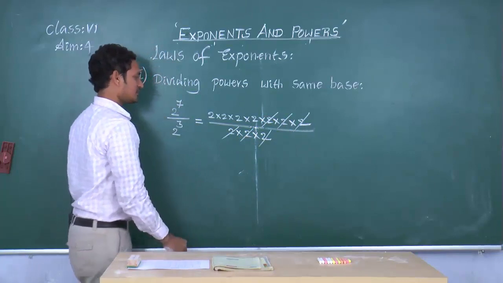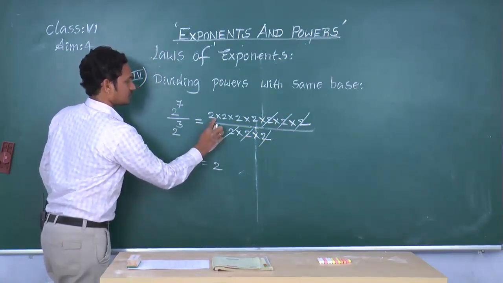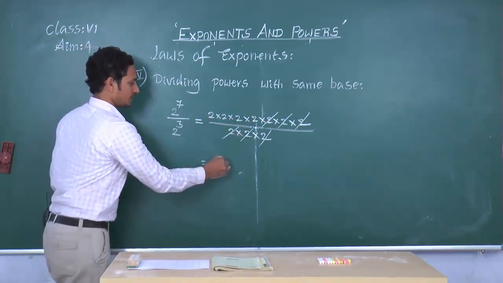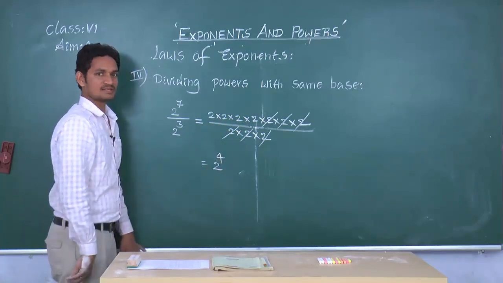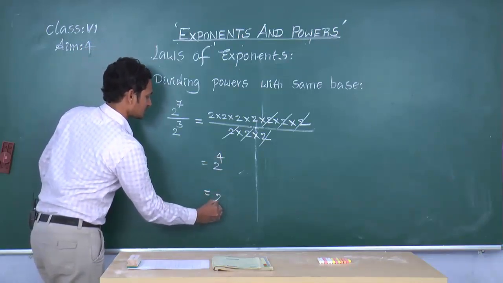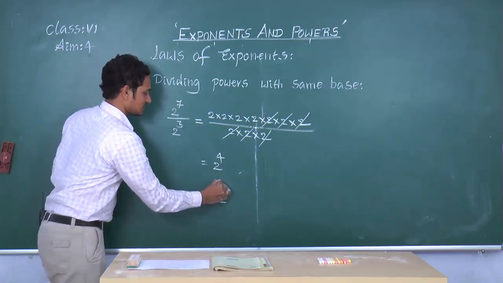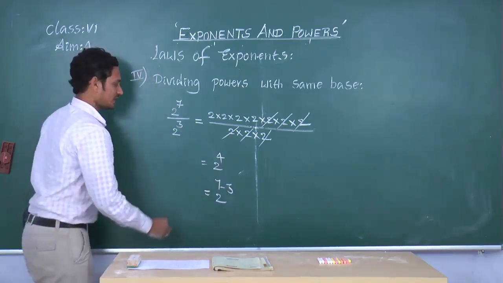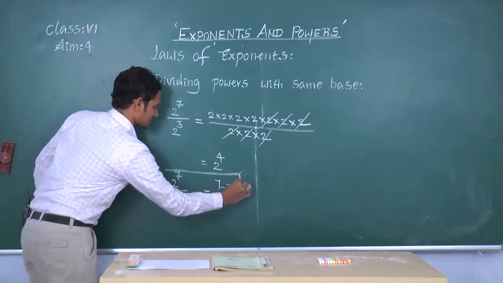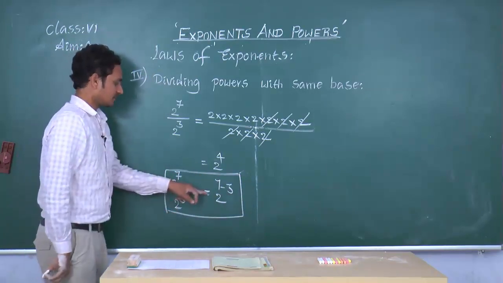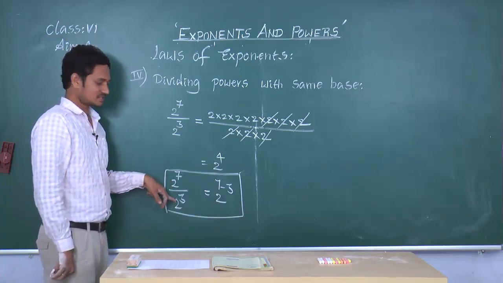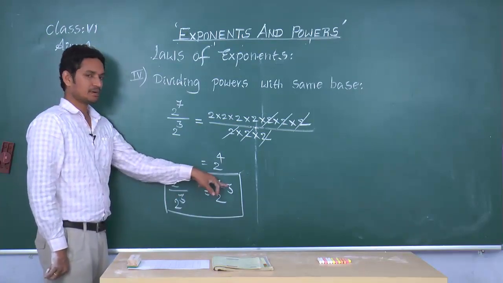And the final result, how does it look? How many 2's are still remaining? 4 2's. So here 2 is multiplied by itself 4 times. So we can convert it into exponential form as 2 power 4. We can write this 2 power 4 as 2 power 7 minus 3. So 2 power 7 by 2 power 3 we can write as 2 power (7 minus 3). Whenever you divide two powers with the same base, we subtract the powers.